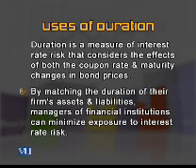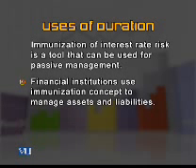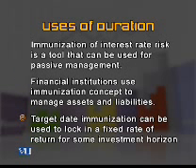Another was matching the duration with assets and liabilities of the financial institution. That is what we use duration for. So, we look at duration for interest rate risk, and we also look at the asset and liability aspect of duration's usage. Also, immunization of interest rate risk is another factor that we look at. Then we can look at how financial institutions use immunization as a means to manage assets and liabilities. Also, we understand that duration can be used as the target date. Immunization can be used to lock in a fixed rate of return for some investment horizons.